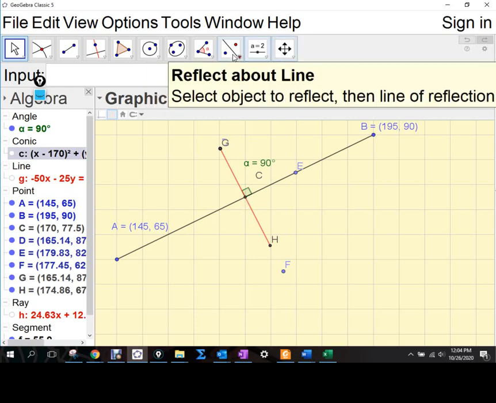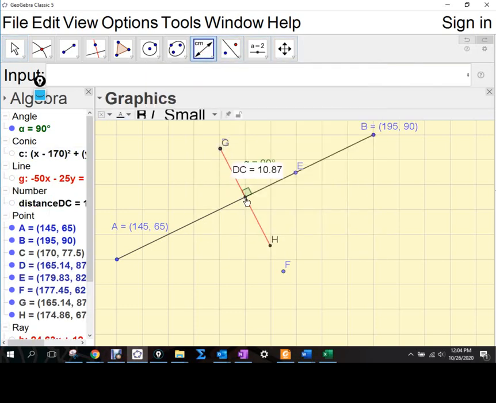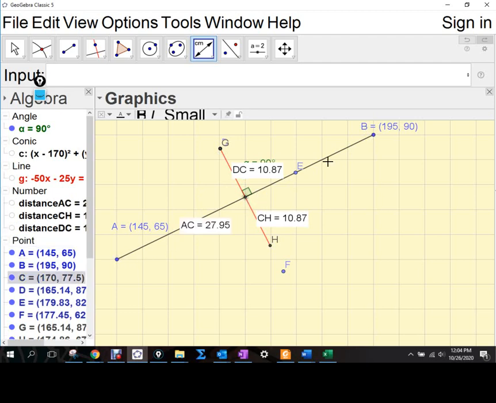Does that make sense? And I can take this distance from there to there, and it'll be 10.87, and from there to there, 10.87, right? So the black segment is perpendicular to the red one, and it's bisecting the red one, right? Is the red one perpendicular to the black one? And does the red one bisect the black one? Are those distances the same? That make sense to everybody?